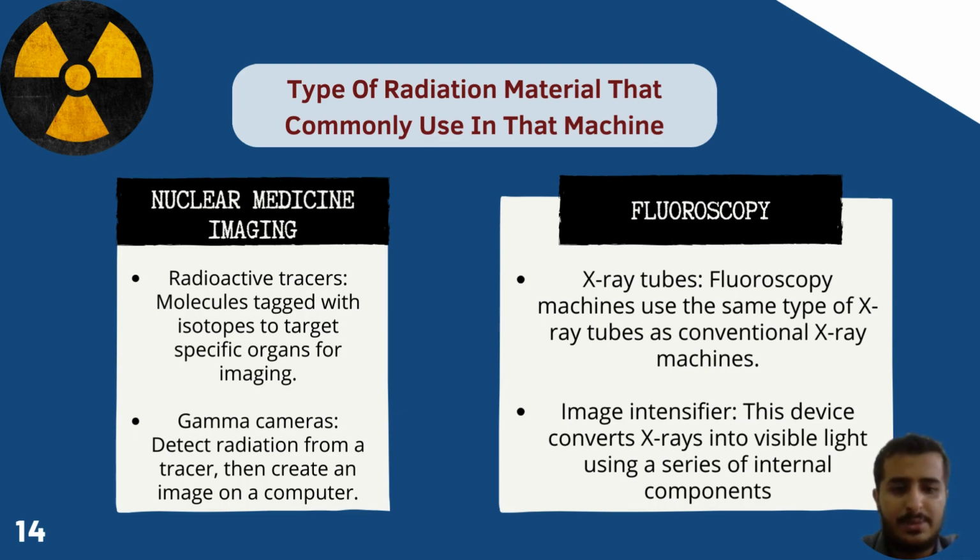Lastly, we have fluoroscopy. X-ray tubes: fluoroscopy machines use the same type of X-ray tubes as a conventional X-ray machine. Image intensifier: this device converts X-rays into visible light using a series of internal components.